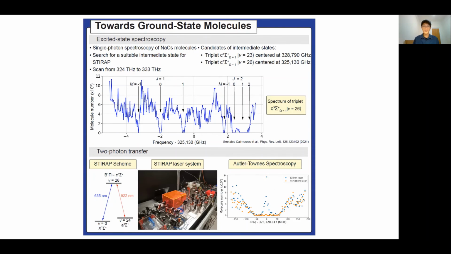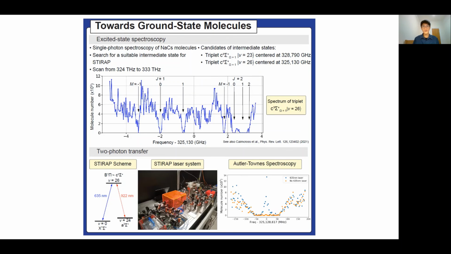Now, we show our recent progress toward ground-state molecules. We implement the single photon spectroscopy of sodium cesium molecules to locate a suitable intermediate state for STIRAP. Here, we show the spectrum of the c3Σ+ Ω equals 1, v equals 26 state, which agrees with the data reported in the reference.